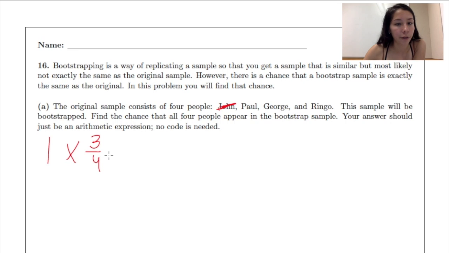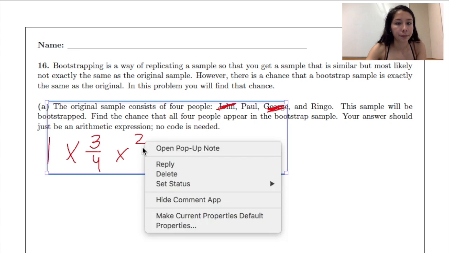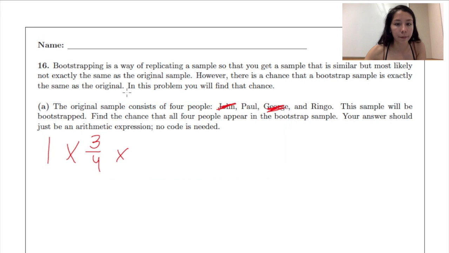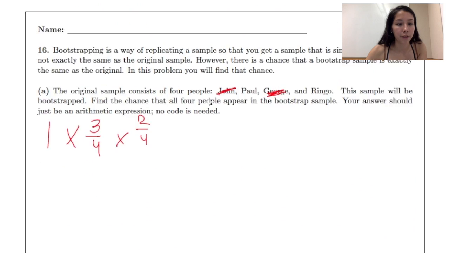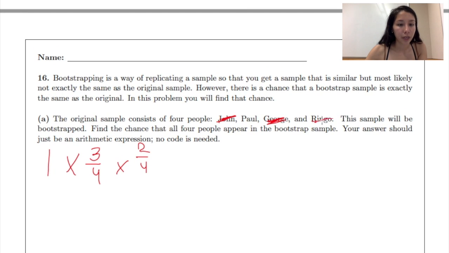And then let's say we got George. Now there's only 2 out of 4 left that would be correct, so we're going to multiply by 2 out of 4. And then finally, if we got Ringo, the chance of getting Paul, who is the last one we need to have exactly the same sample, is 1/4.